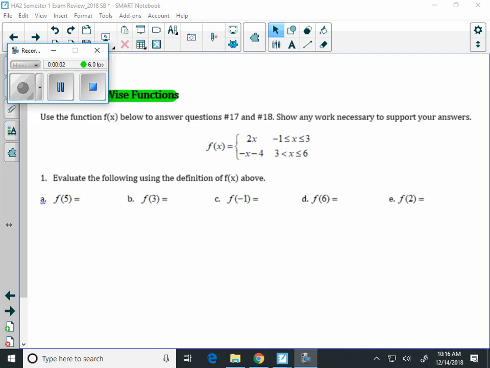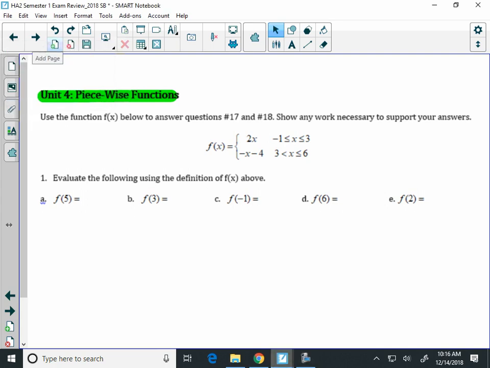Alright, this is our Unit 4 video on piecewise functions. Few questions on piecewise here. We're going to start with this function f of x at the top. There is a typo here. This should say we're going to use this equation for number 1 and number 2.